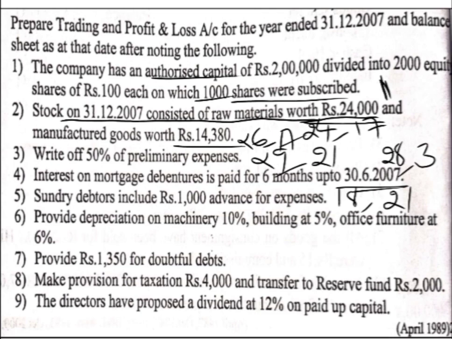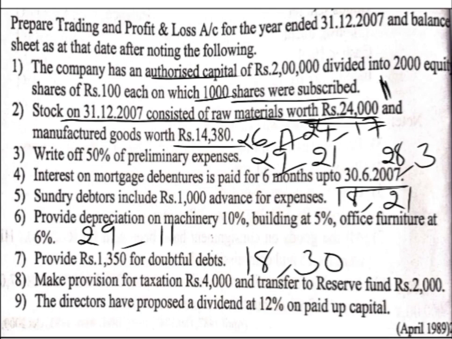Provide depreciation on machinery at 10%, building at 5%, office furniture at 6%. All these are the depreciations which we are going to charge on the fixed assets. Once it has to come in note number 29, that is depreciation. One more time it has to come in note number 11, that is fixed assets. The next one, provide rupees 1350 for doubtful debts. So this will once come in note number 18, that is from the debtors we have to deduct it. One more time it should come in note number 30.